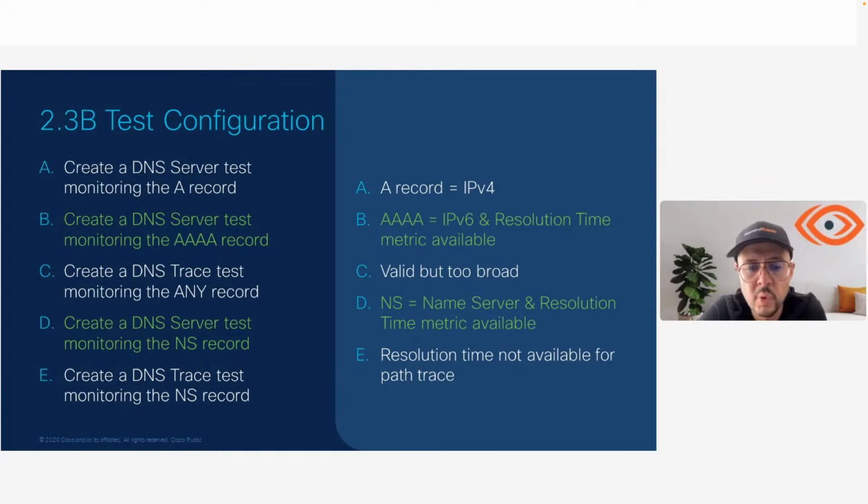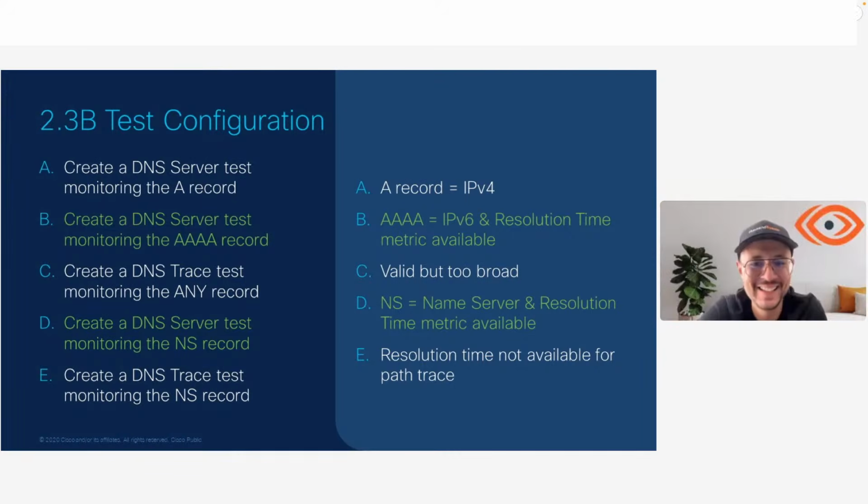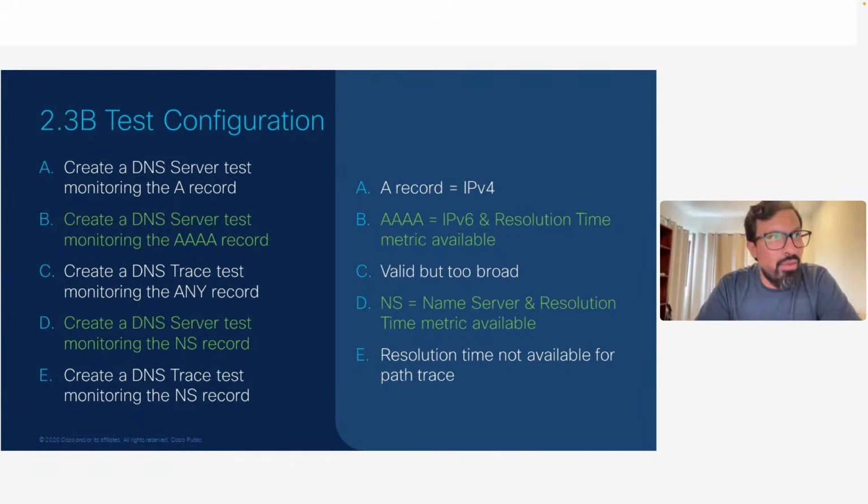So as the team voted, the proper option is B and D. I realized we should have made one of these answers harder, like saying quadruple record for path trace. That's true. Anyway, path trace doesn't give you resolution times. That's one of the reasons why it was the incorrect answer.